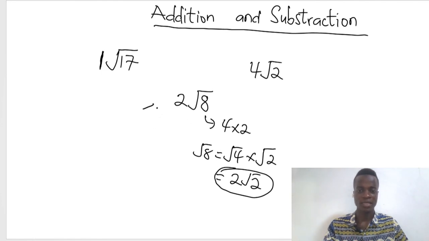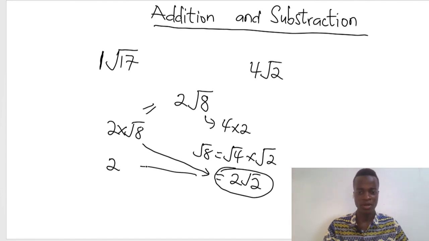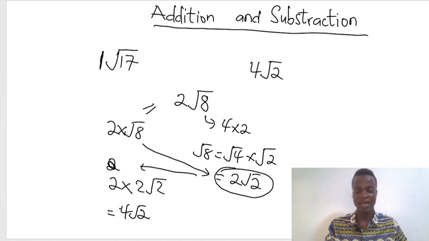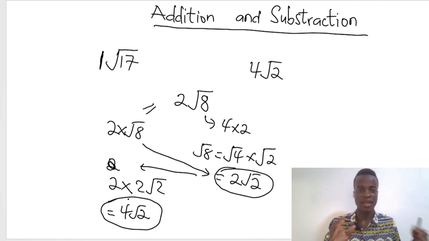Remember, we also said that 2 root 8 is the same as 2 times square root of 8. But our new square root of 8 is now this, so we can rewrite it like this: 2 times 2 square root of 2. If you multiply those outside among themselves, we are going to have 4 square root of 2. That's why the calculator gave us that answer.